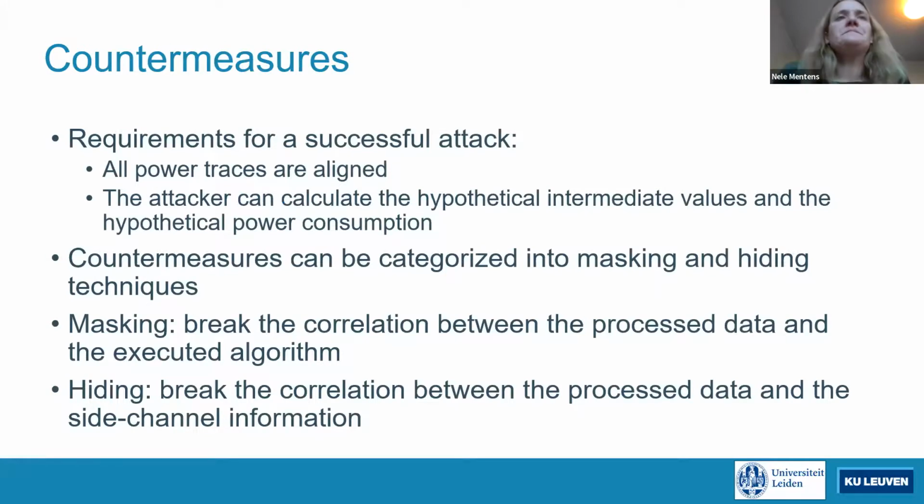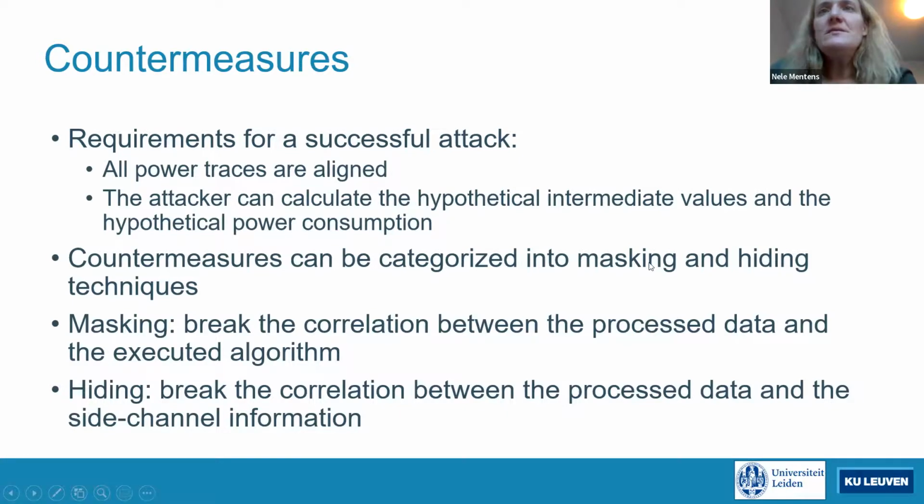So requirements for a successful attack are that all power traces that are measured should be aligned, and that the attacker can calculate the hypothetical intermediate values, and also this hypothetical power consumption based on a specific power model.